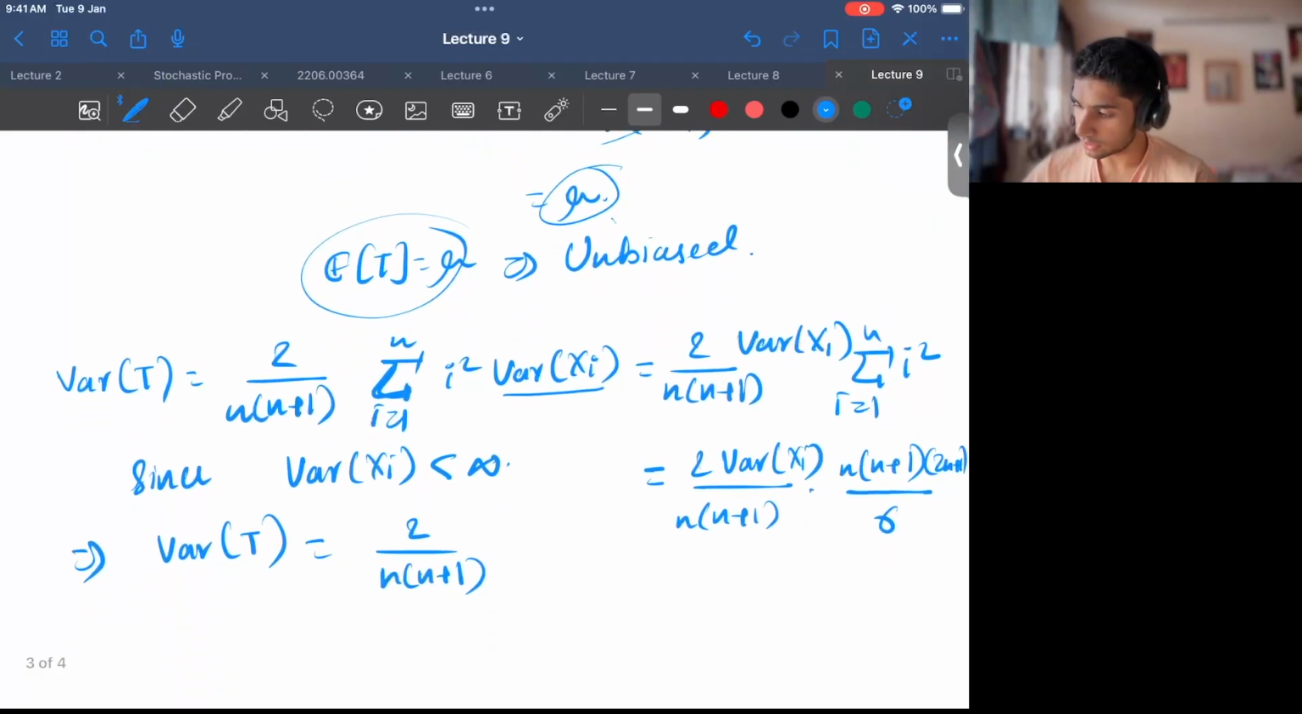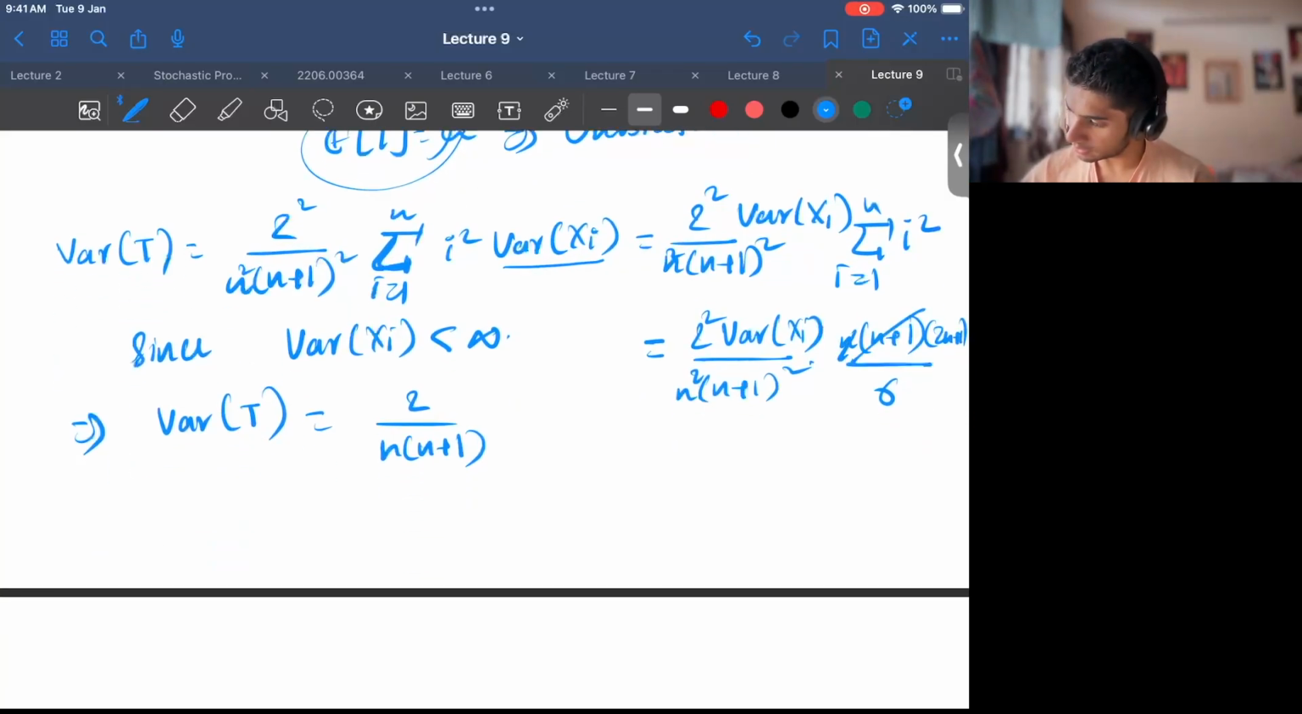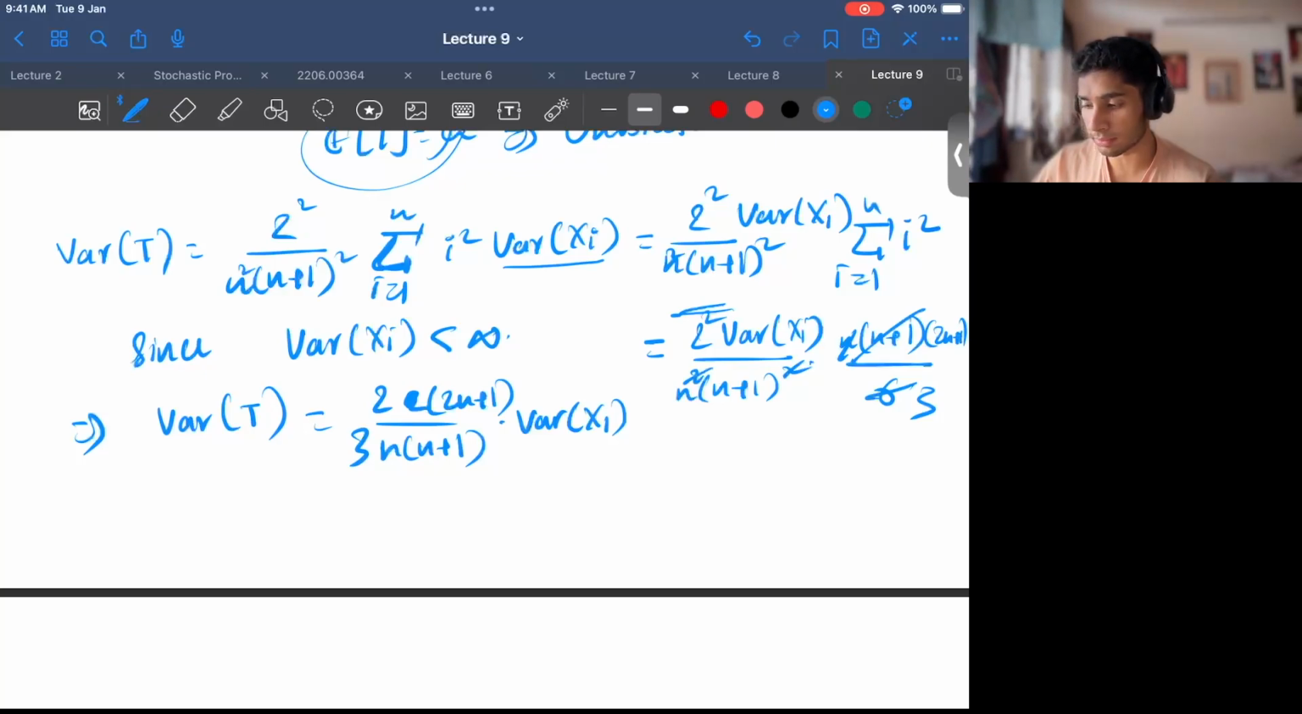By the way, I forgot, the prefactor will be squared, right? Because these things are also constant. So it is 2 squared over n squared into n plus 1 squared. This n plus 1 will cancel out. The variance of t will become 2 into 2n plus 1 times variance of x1, and just cancelling out, this 2 will go and this 3 will stay. So this is 2 into 2n plus 1 by 3 into n plus 1, into variance of x1.